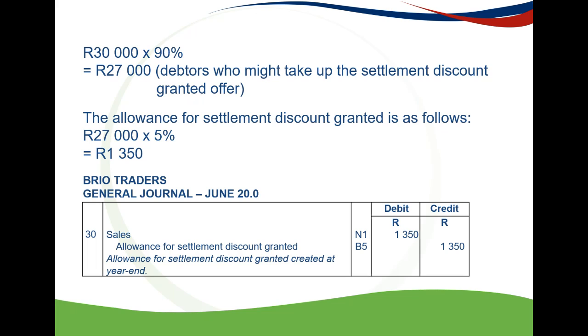So therefore, we know sales is an income, and to decrease an income, you must debit an income. So we will have to decrease our sales with 1,350. And we then create this allowance for settlement discount granted. So we credit our allowance for settlement discount granted of 1,350.